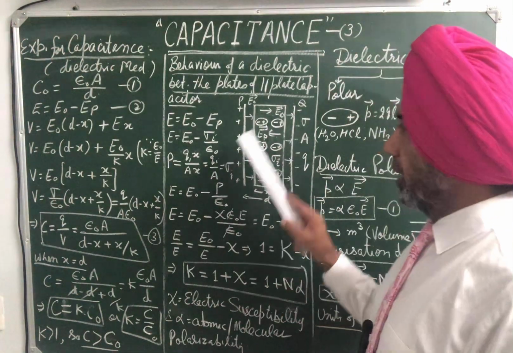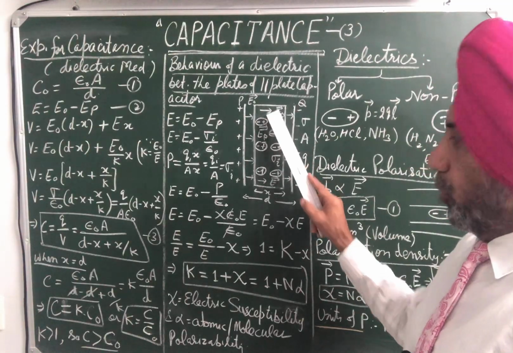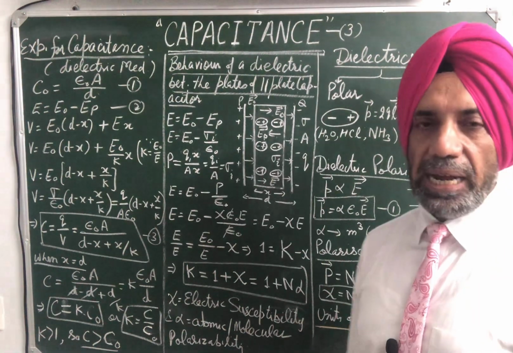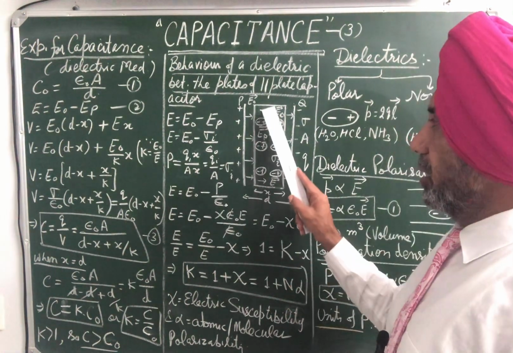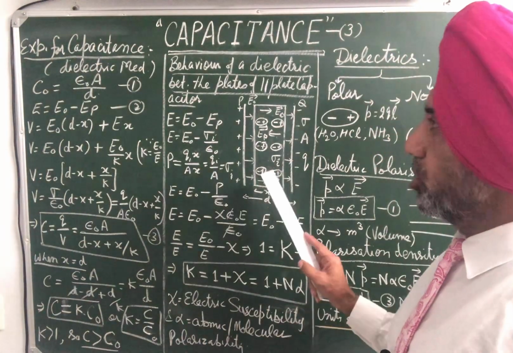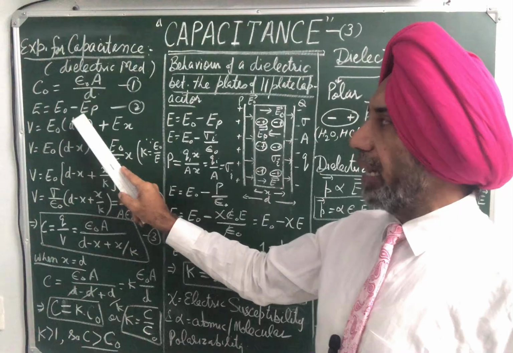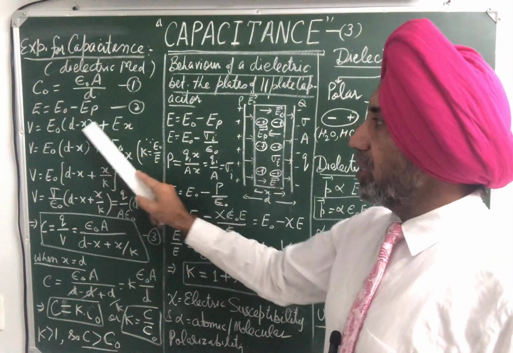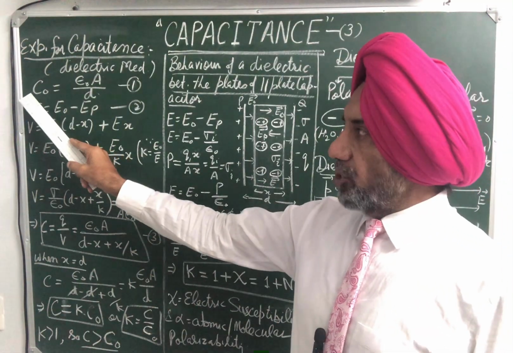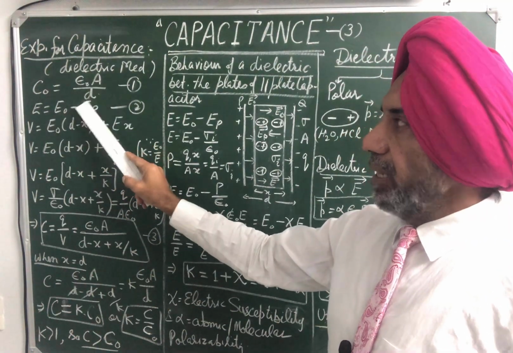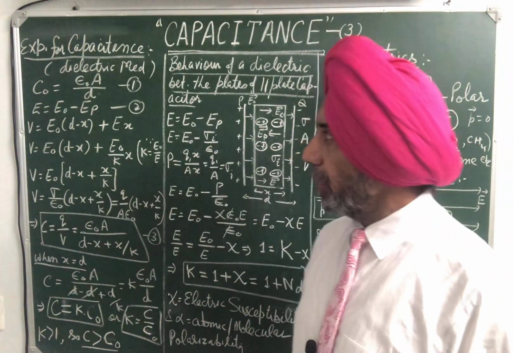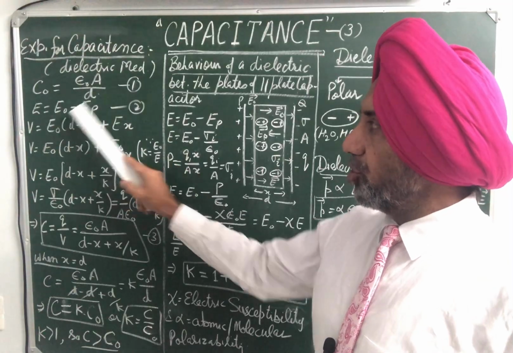Then we have already proved that each and every molecule of the dielectric will get stretched and polarized. So as a result, the net field inside the dielectric gets reduced. So the reduced electric field is given by E is equal to E naught minus E p, where E p is known as the field due to polarization. Also, the capacitance of the air capacitor is given by epsilon naught A by d, when there is no medium between the plates of the parallel plate capacitor. So this is equation number 1, this is equation number 2.